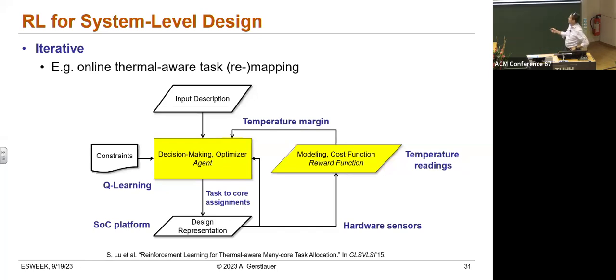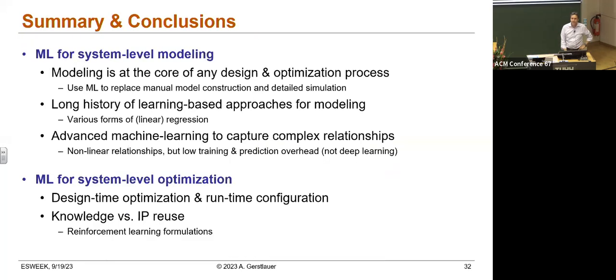In this case, this was for thermal aware task mapping. So the decisions are task to core assignments. We can measure the actual temperature from the hardware that we're running on. And then the reward is how far you are away from a critical temperature, and that's what you're trying to optimize. And in this case, they use a formulation called Q-learning, which is another traditional machine learning formulation. I don't want to go into details of all of this. I just want to give you a flavor, and that basically wraps up my discussion, mainly to give you an idea what it means to do machine learning at the system level.